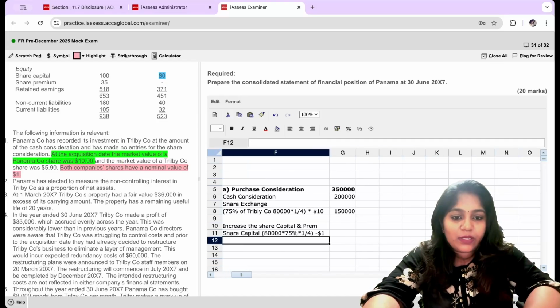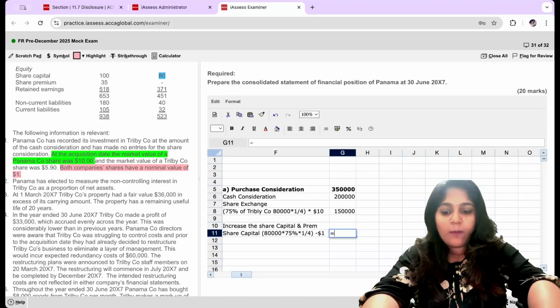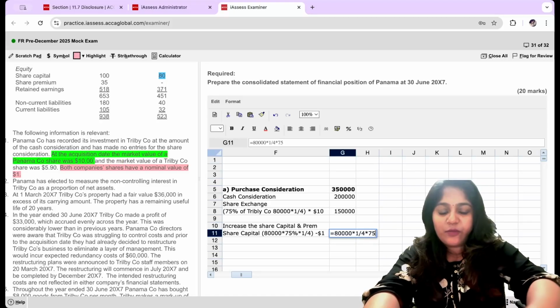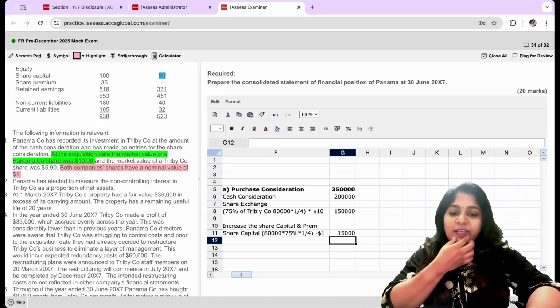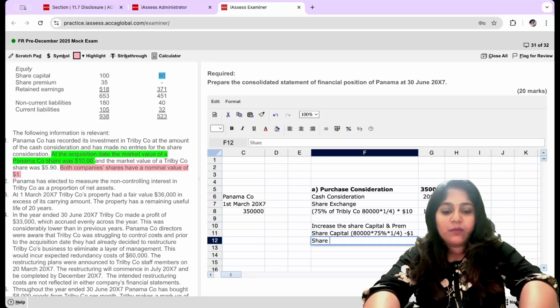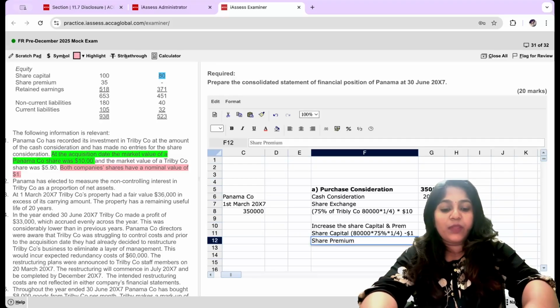So my share capital will be 80,000 into 1 by 4 into 75%. So my share capital will be increased by 15,000, but my share premium will also be increased by 15,000 with the remaining value of premium value.